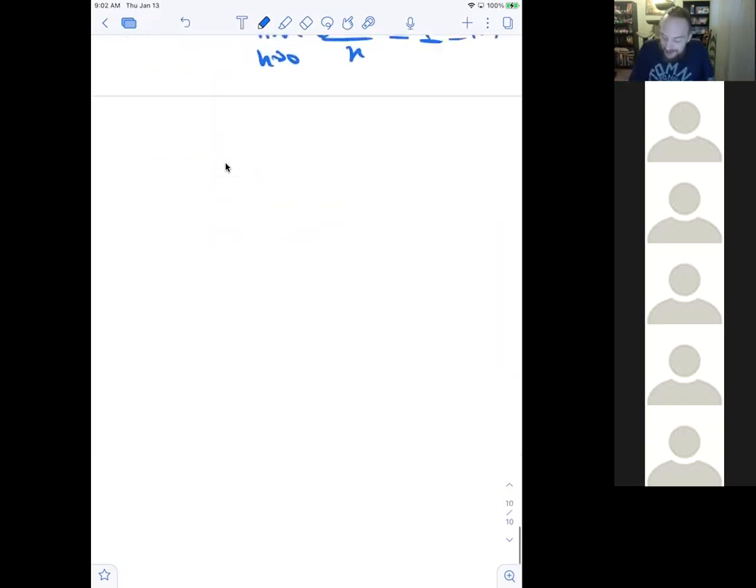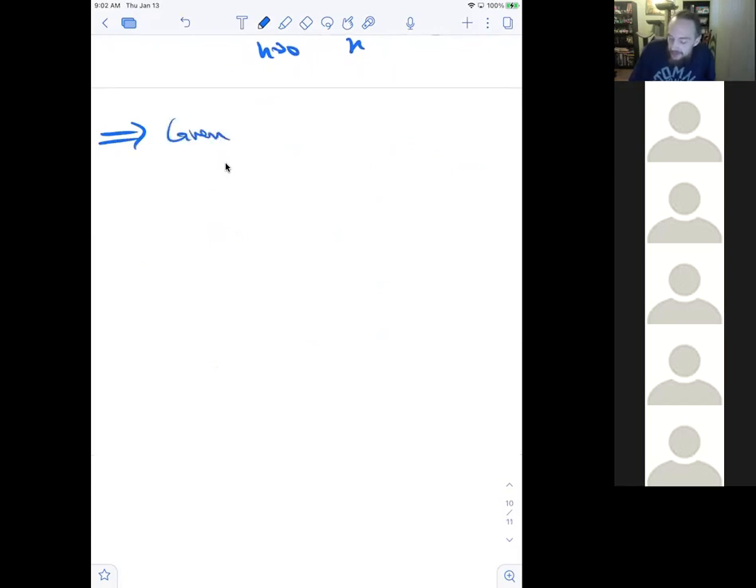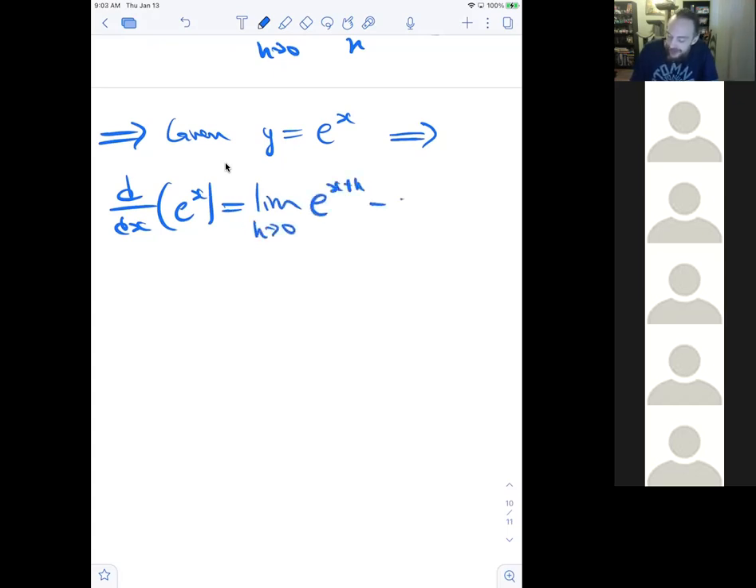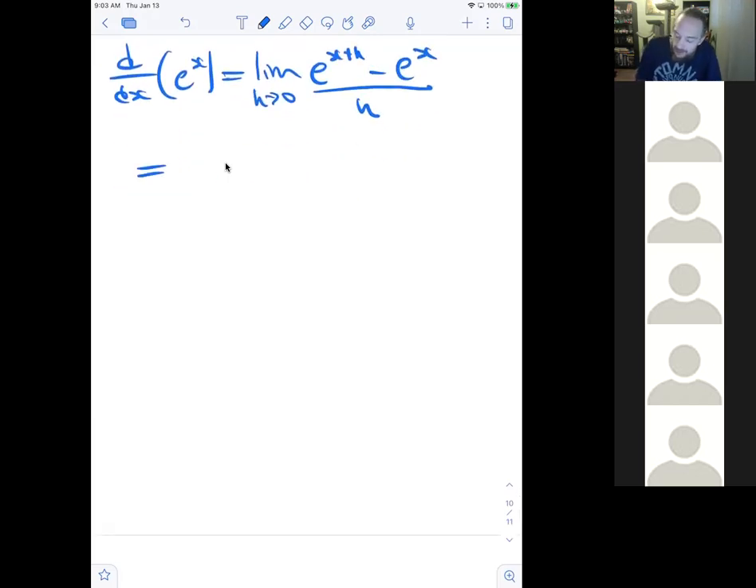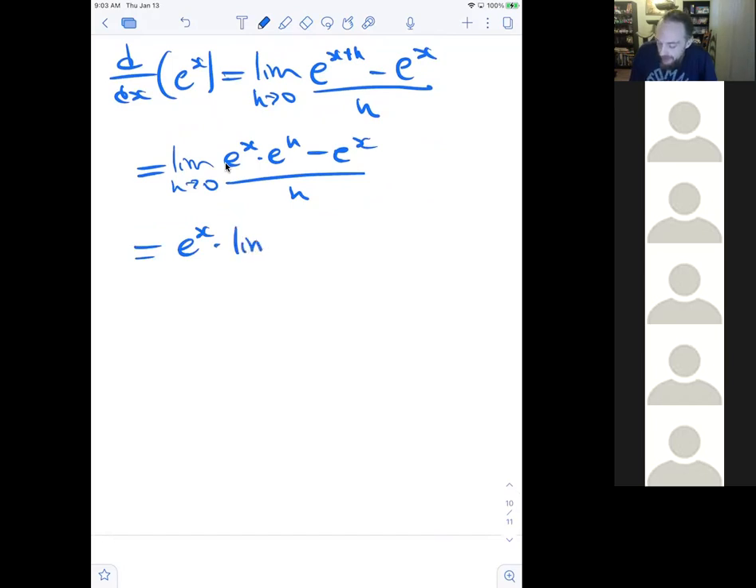That's what we want. And since that happens as a consequence, given y equals e to the x, the derivative with respect to x of e to the x is equal to what? By definition, this is the limit as h approaches zero of (f of x plus h minus f of x) over h, which is equal to the limit as h approaches zero. I'm going to use exponent laws: (e to the x times e to the h minus e to the x) over h. Now I have e to the x in both terms on the top, so I can factor that out. That's equal to e to the x times the limit as h approaches zero, because we're pushing h to zero, not x, of (e to the h minus one) over h. But that's exactly equal to 1 by definition above.